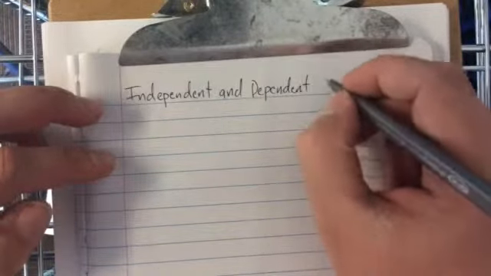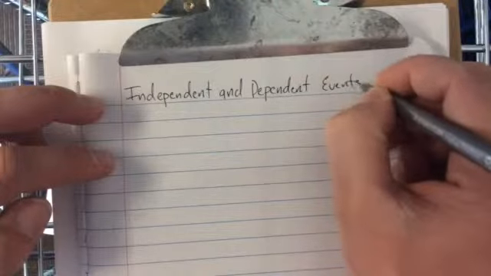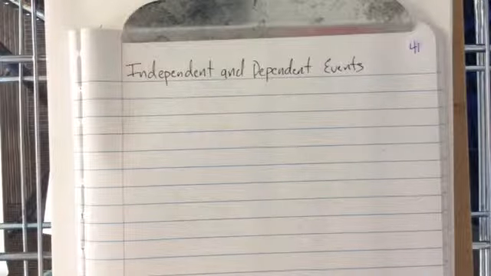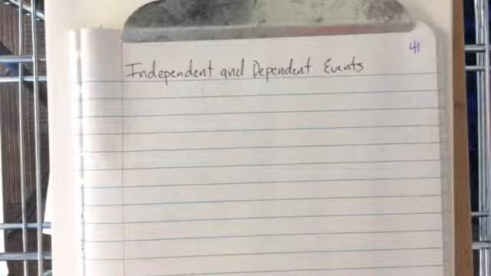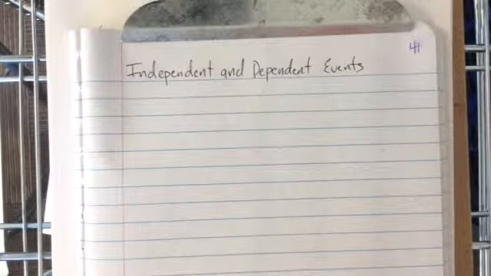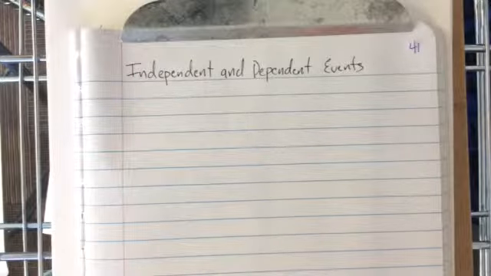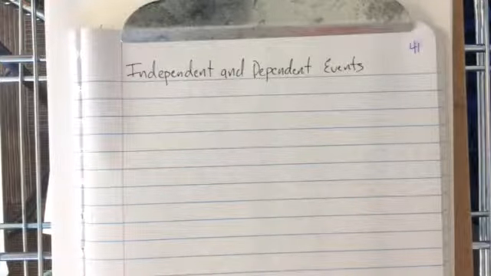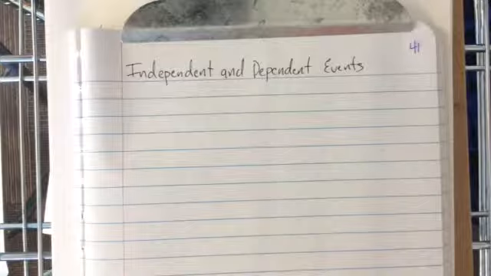Independent and dependent events. So let's think about what an independent event is. We're talking about probability, and we're talking about independent events. So what do we think an independent event might be? We have two events. They're independent. They're by themselves. So what do you think about their probabilities, will they be affected or not affected? They're not affected by each other.